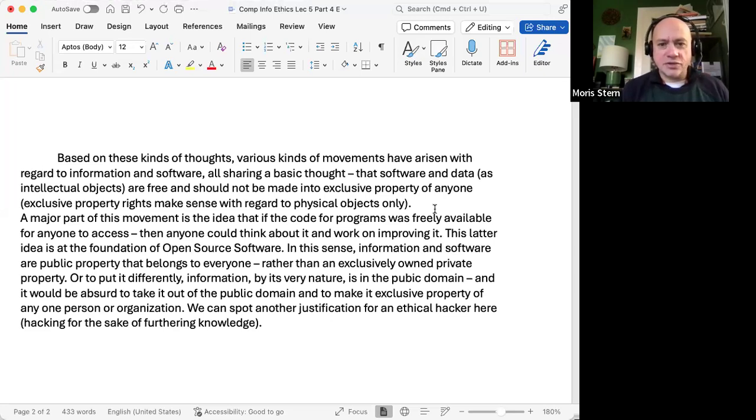In this sense, information and software are public property that belongs to everyone, rather than an exclusively owned private property. Or, to put it differently, information, by its very nature, is in the public domain. And it would be absurd to take it out of the public domain and to make it exclusive property of any one person or organization. We can spot another justification for an ethical hacker here. Hacking for the sake of making information available and improving it, or furthering knowledge.